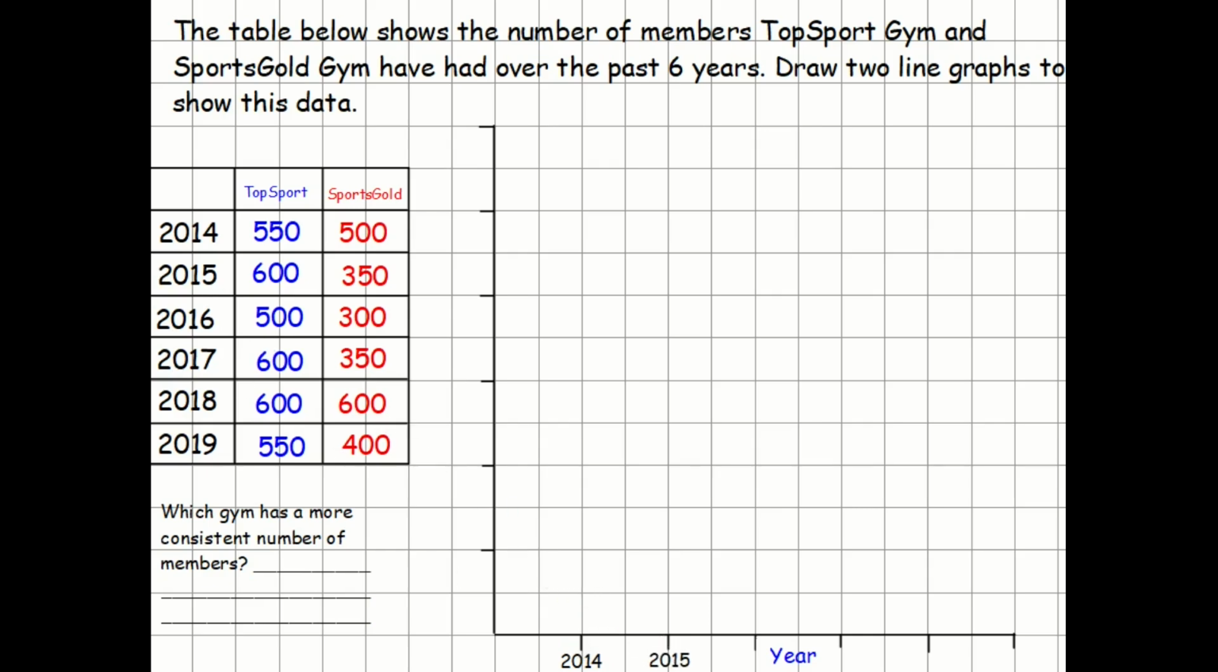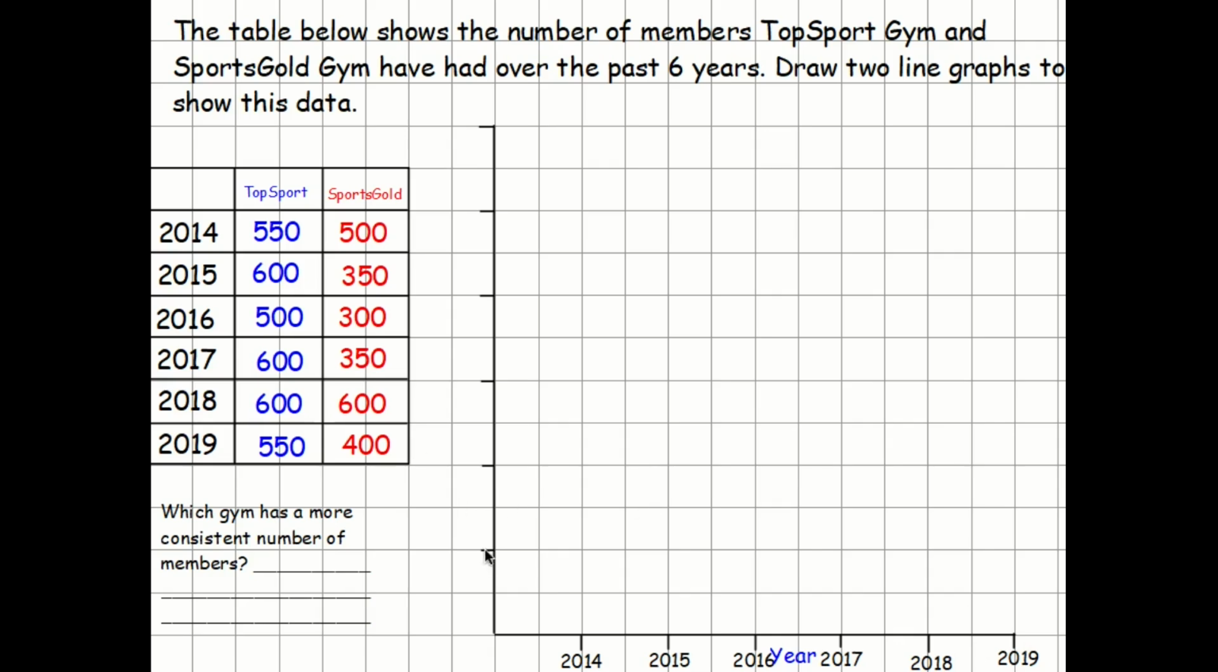2015, 2016, 2017, 2018 and 2019. So that year is right on that marker there.